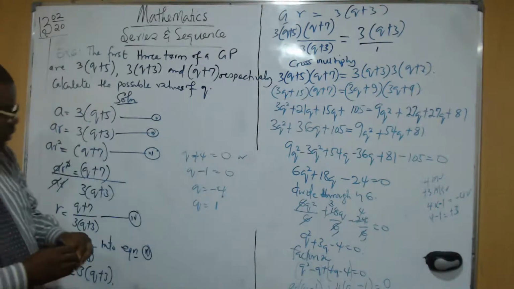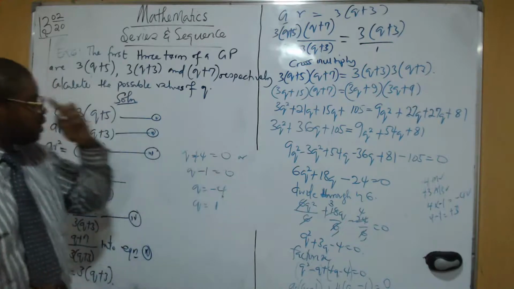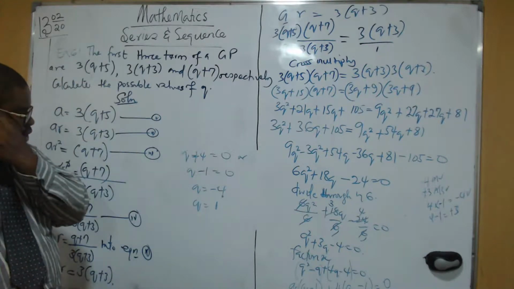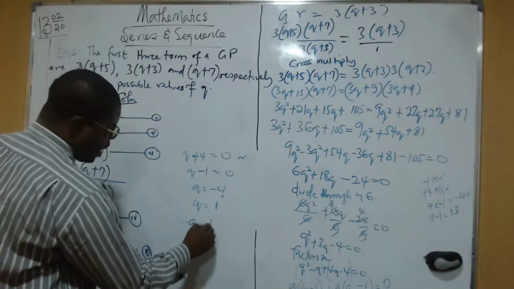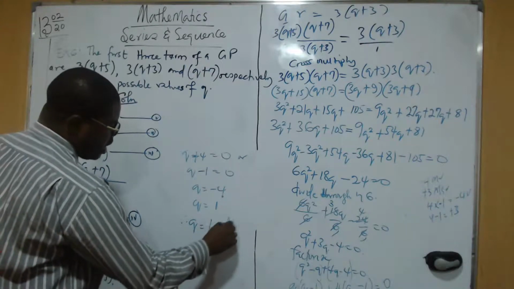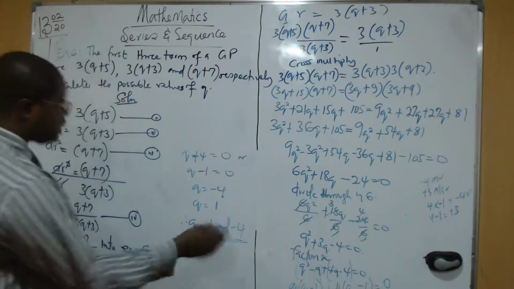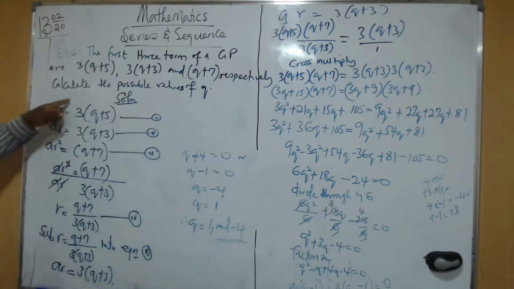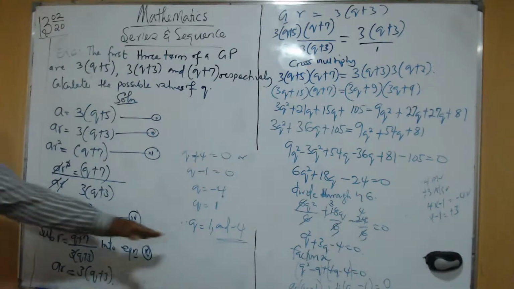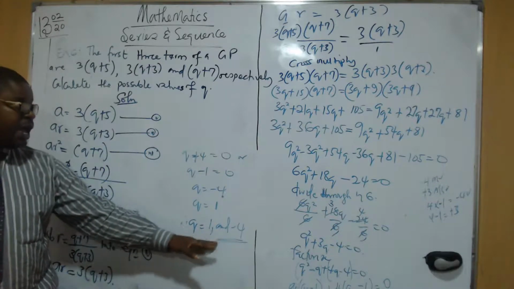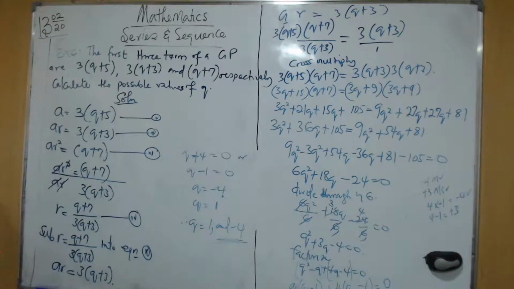When this minus 1 crosses the equality sign, the value also changes. So therefore, our Q now becomes 1 and minus 4. The question says calculate the possible values of Q. So the possible values of Q are 1 and 4.